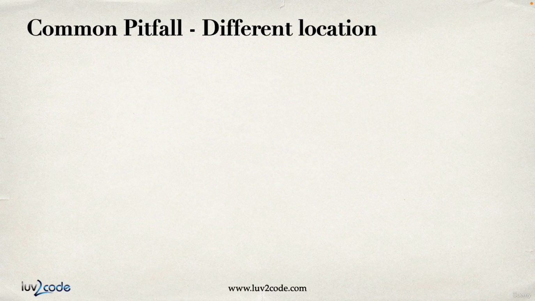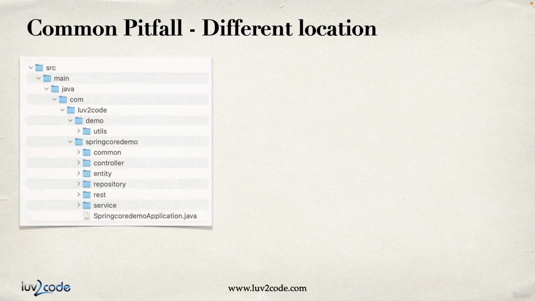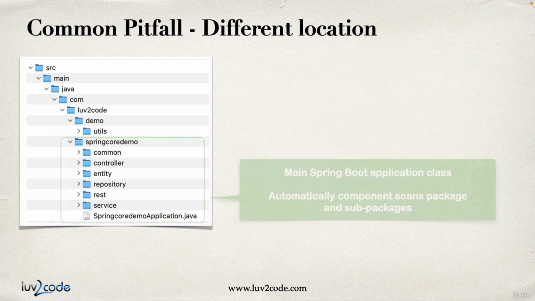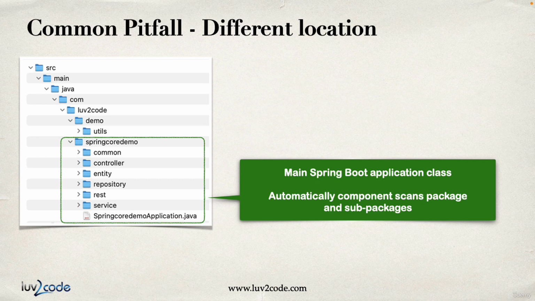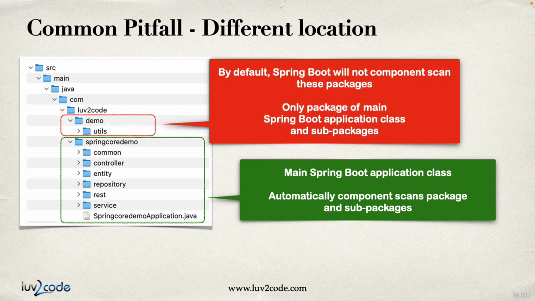Now, a common pitfall when you're making use of Spring Boot: you may say, hey, I'm going to use different packages and move things around and change things up. Here's an example. We have our springcoredemo, that's the package of our main Spring Boot application class. Then you may create other packages outside of that. Using this example here of demoutils, notice that it's outside of our springcoredemo. And so by default, Spring Boot will not component scan these packages. It'll only scan the package of the main Spring Boot application class and sub-packages. So this is very important.